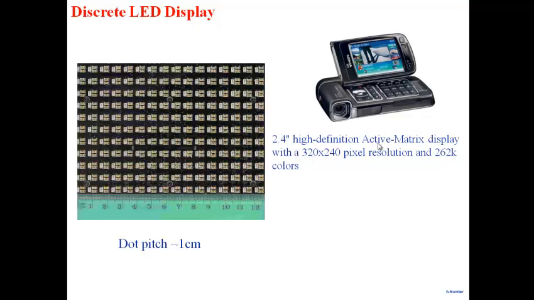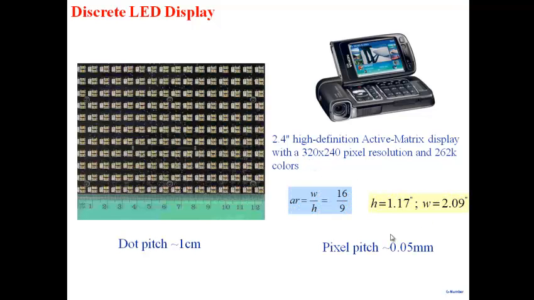Active matrix display. Forget about the word active right now. 320 by 240 pixel resolution, which means what? Rows and columns, right? Remember each pixel has to be an LED. Using the aspect ratio given here, you can calculate that the pitch required is 0.05 millimeter. For this 2.4 inch display at this resolution, each pixel separated from the other pixel has to be 0.05 millimeter. That's the kind of density that you want of those pixels.